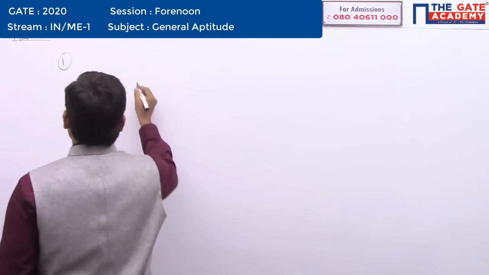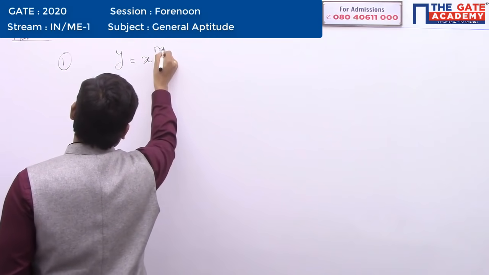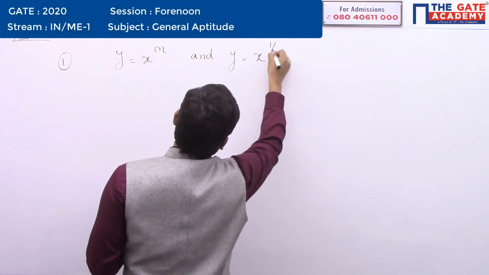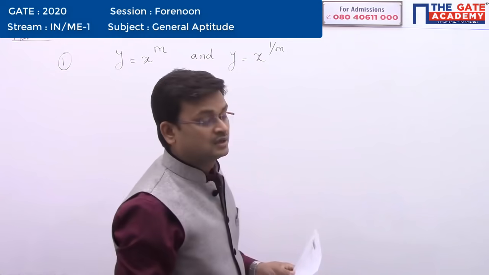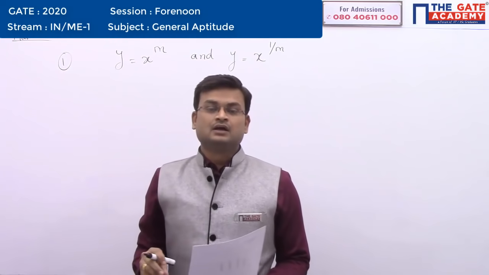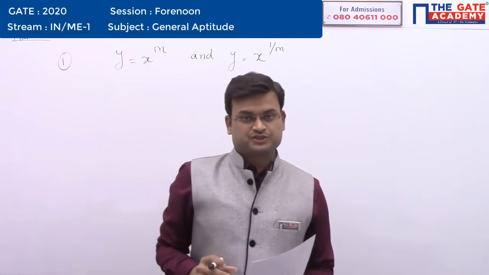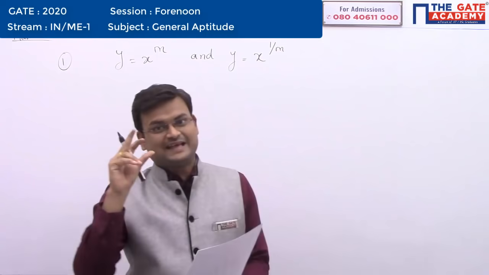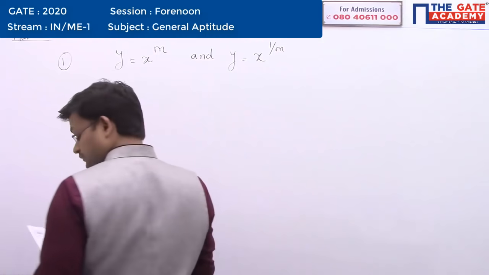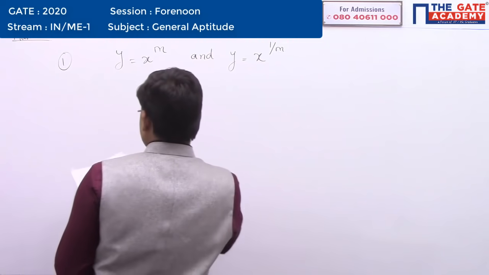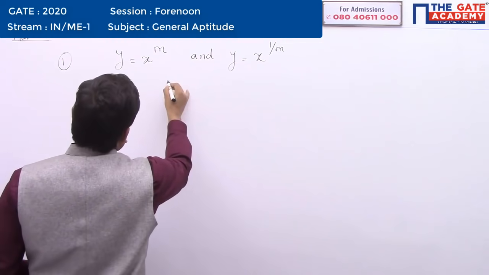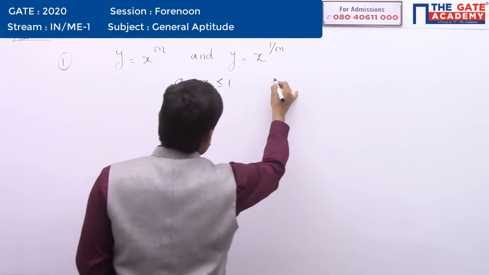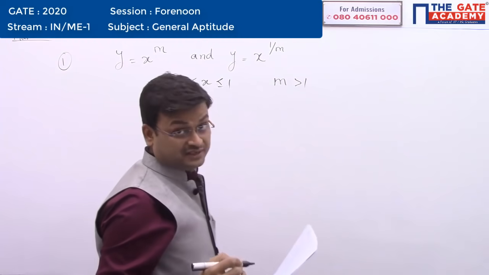It was given the graph of x raised to m and the graph of x raised to 1 upon m. There were four options given, and from those we have to choose the correct option. I can simply say which option is correct, but I have to explain as well, so let me explain the nature of the graph. A few more conditions are given: x lies in the first quadrant range and m is greater than 1. These are very important conditions.